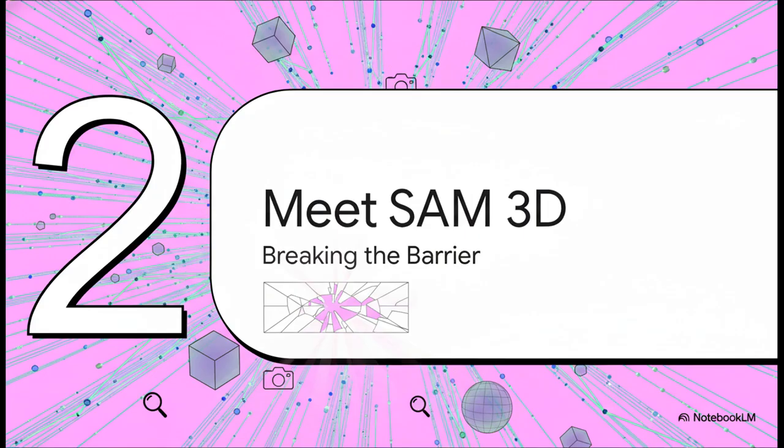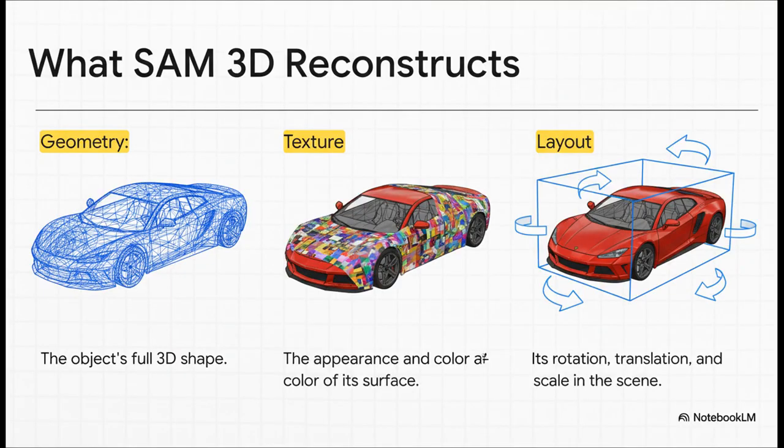So let's meet the hero of our story, SAM 3D. SAM 3D is a generative model, but it's not just spitting out a vague blob. Nope, it reconstructs the whole shebang. The three things you absolutely need for a real 3D asset. First, there's the geometry. That's the actual shape. Then the texture, what the surface looks like. And finally, the layout, its exact position and rotation in 3D space.